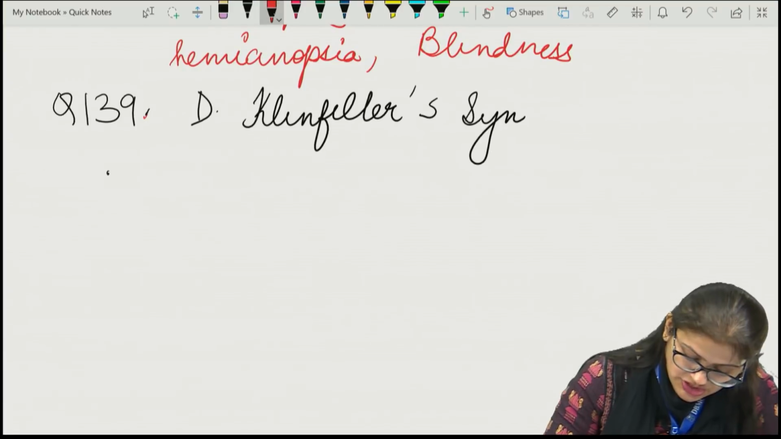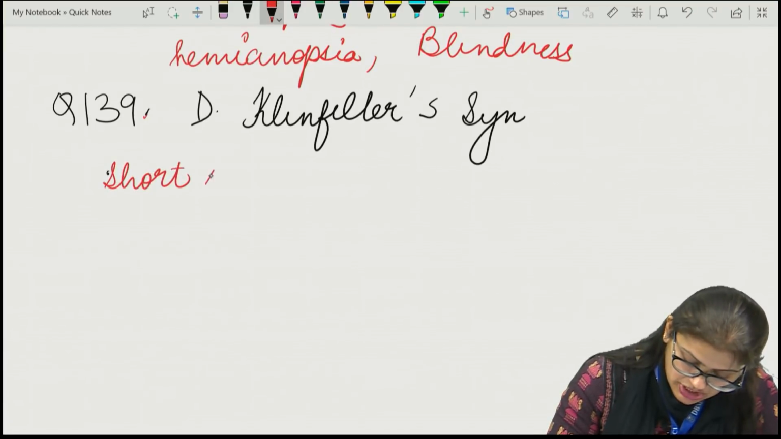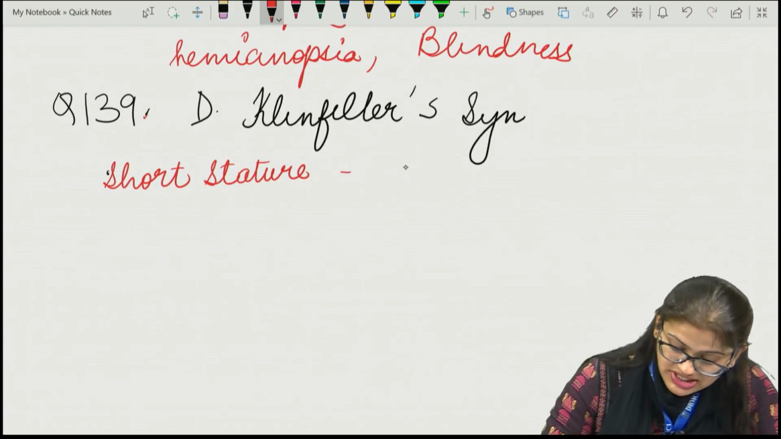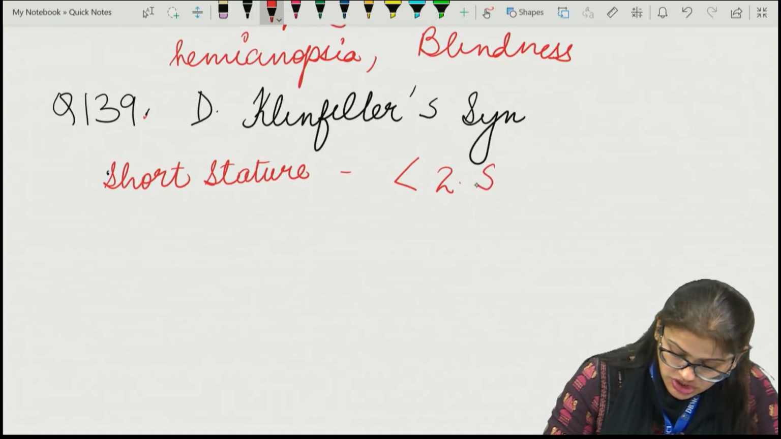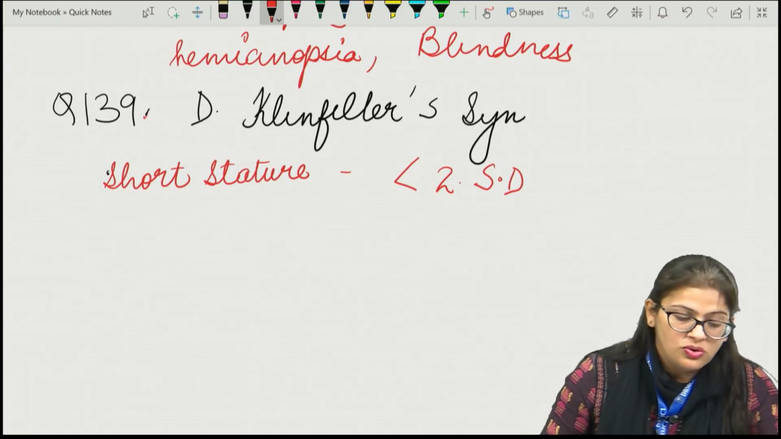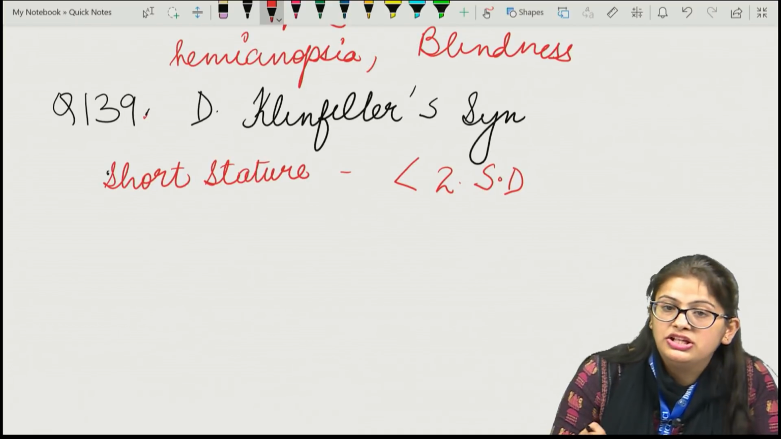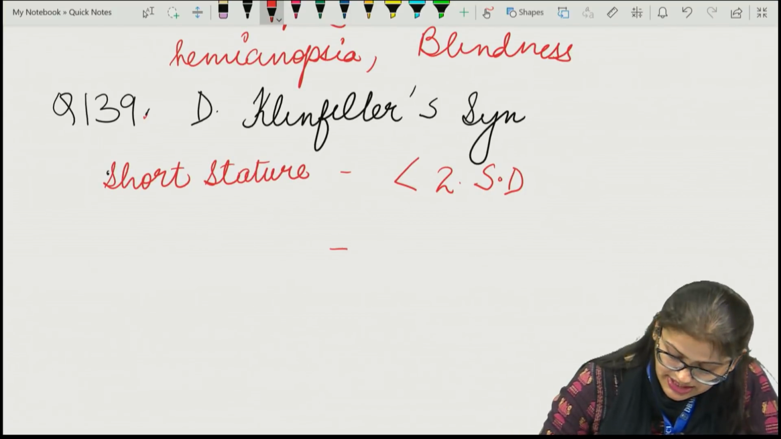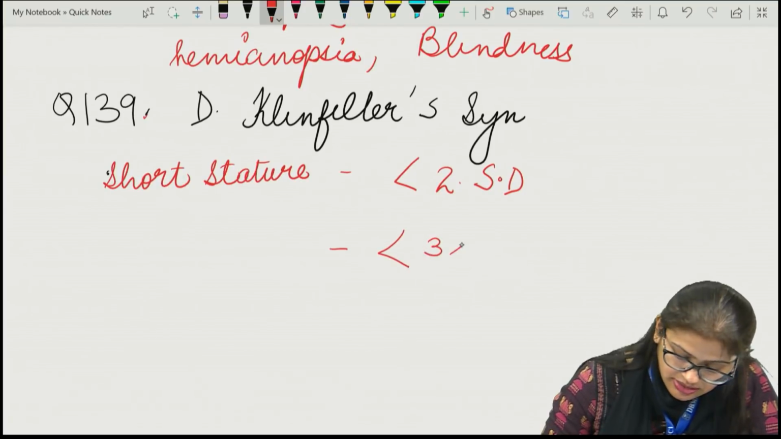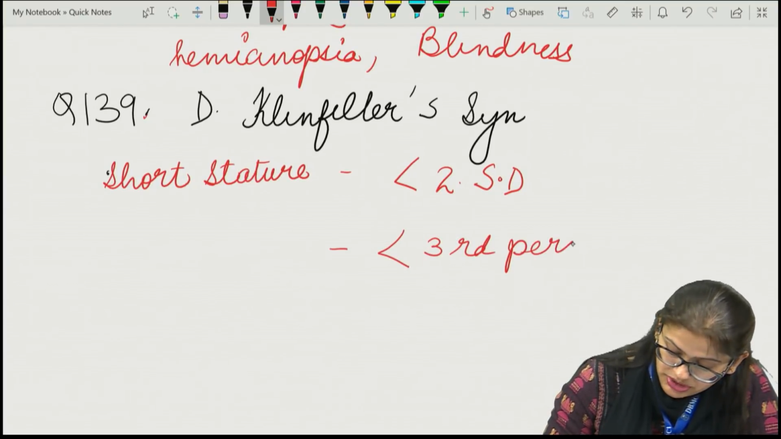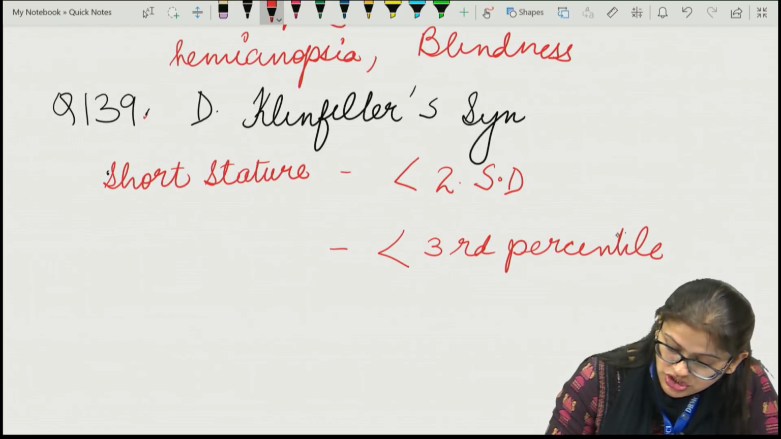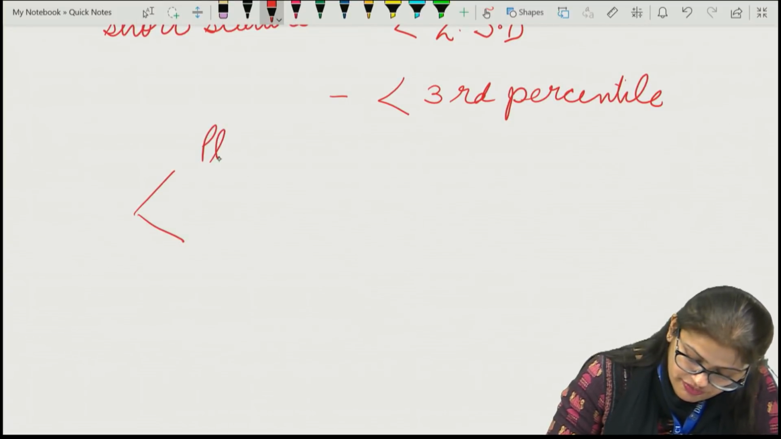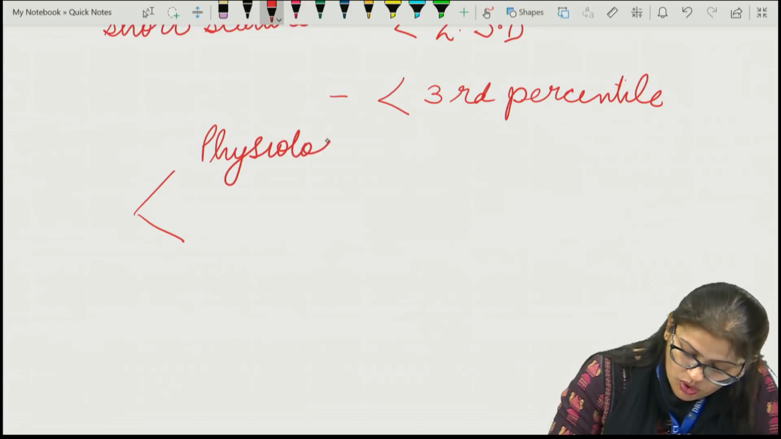So how do you define short stature? Well, the American Academy of Endocrinologists defines short stature as a height which is less than 2 standard deviations below the mean for the particular age and gender, while short stature can also be defined as a height which is less than the 3rd percentile for the general population. Both these are definitions of short stature. Now, short stature can be classified as either physiological or pathological.